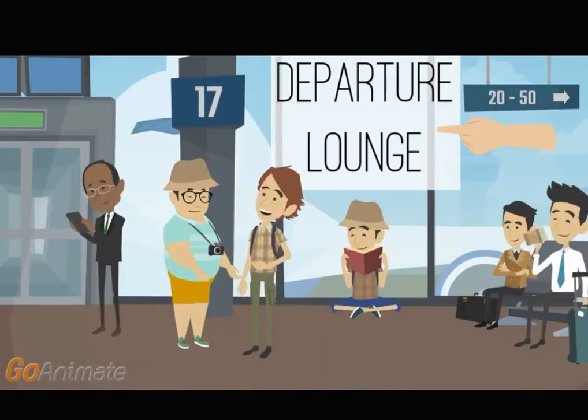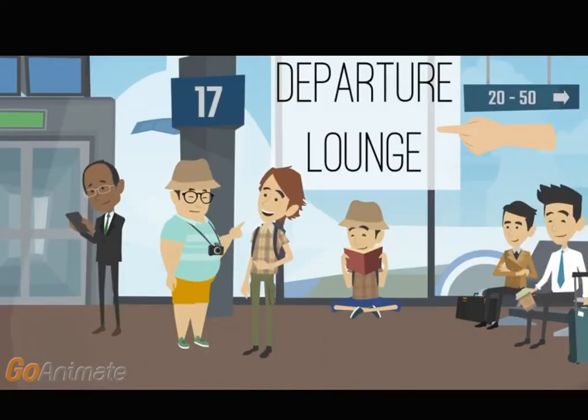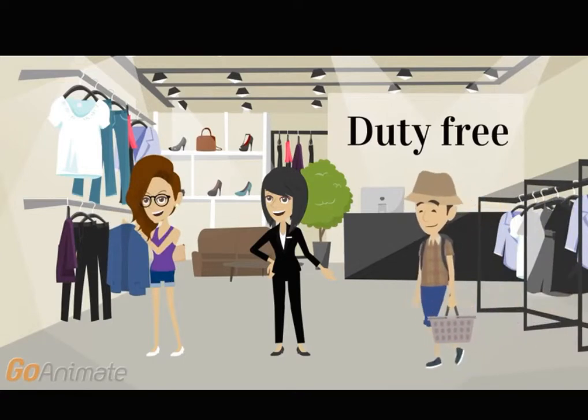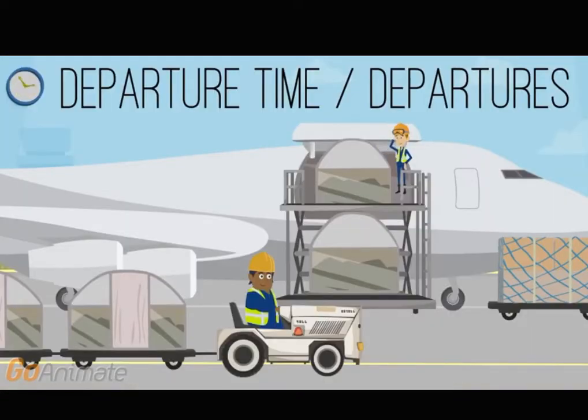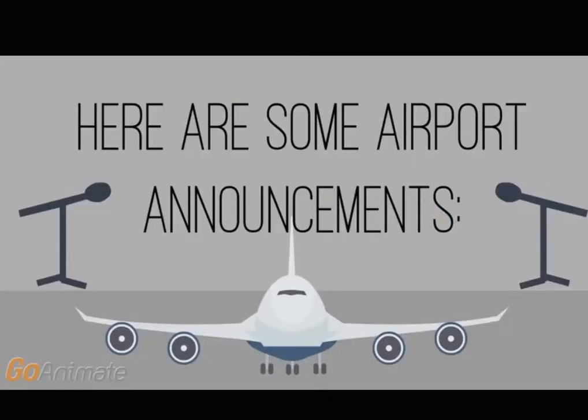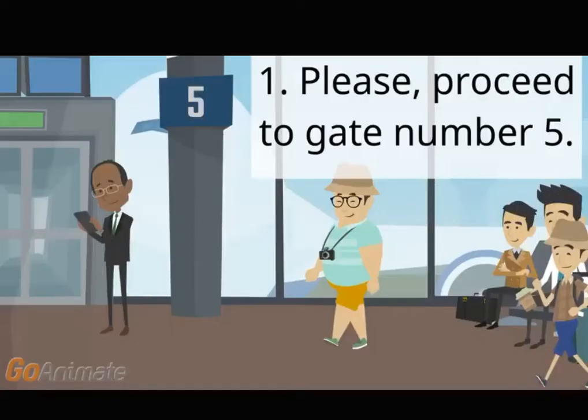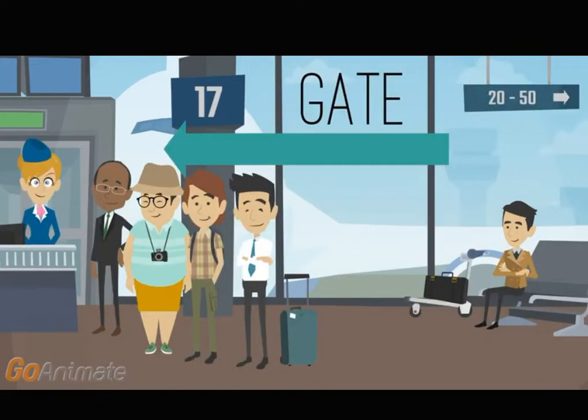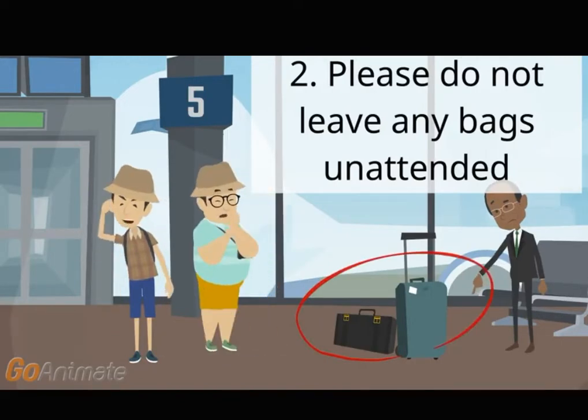After that, the passengers go to departure lounge and wait for their flight. At international airports, you can enjoy duty-free shopping. Departure time, or departures. It's the time planes leave the airport. Here are some airport announcements. Please, proceed to gate number 5. Gate is the place where passengers wait to board the plane. Please, do not leave bags unattended.